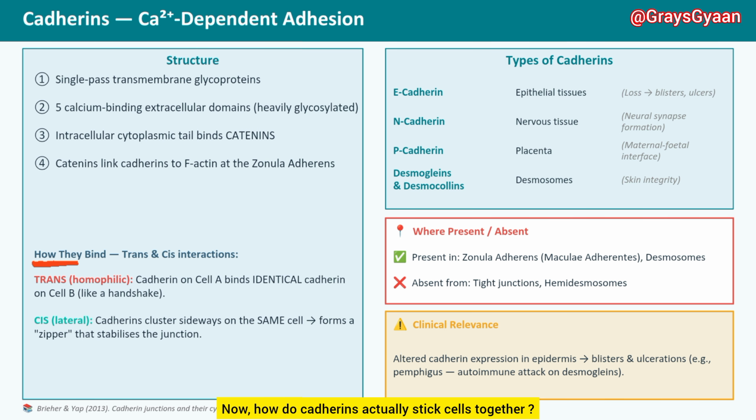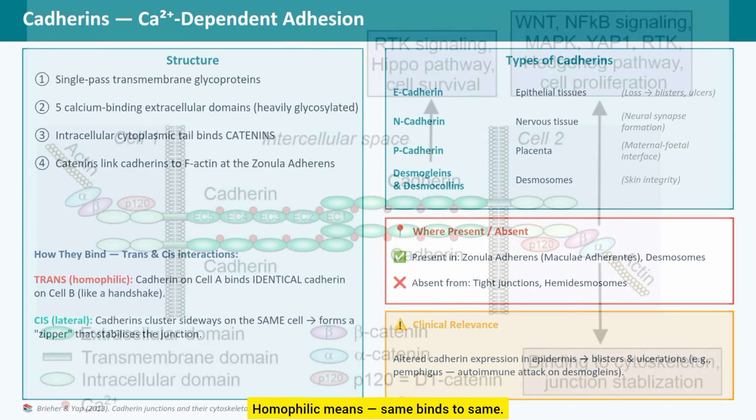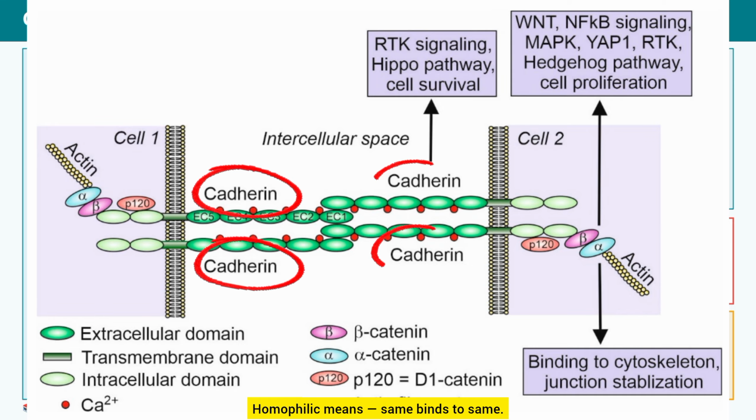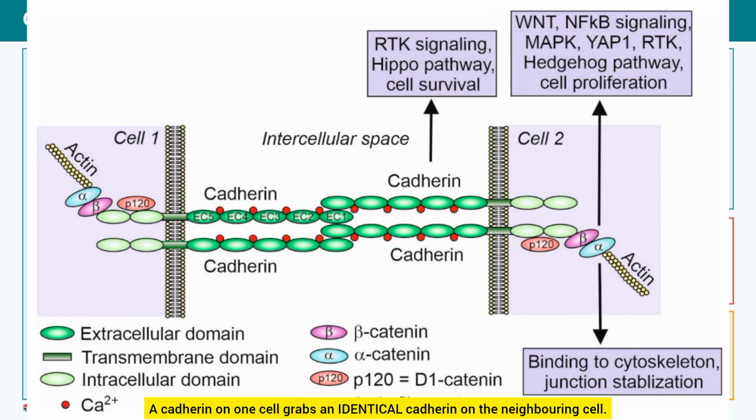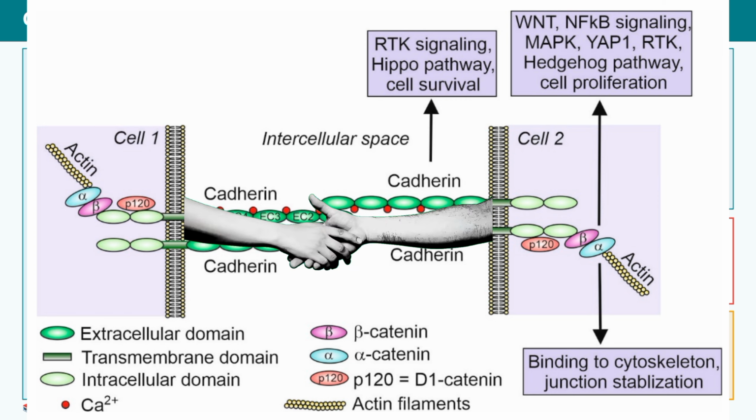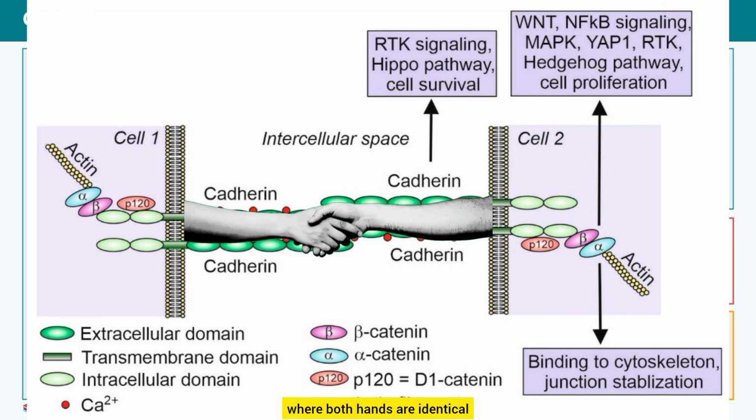Now, how do cadherins actually stick cells together? They use what we call homophilic trans interactions. Homophilic means same binds to same. A cadherin on one cell grabs an identical cadherin on the neighboring cell. It's like a handshake where both hands are identical.